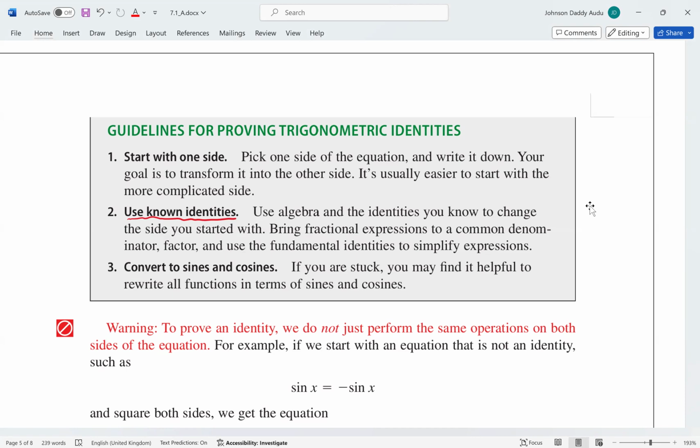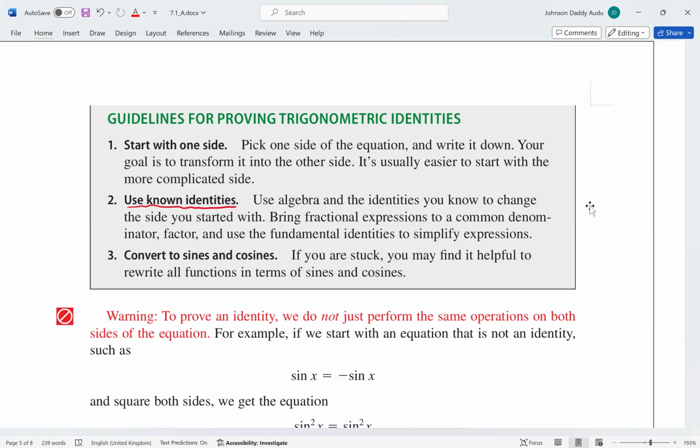It's also advisable to convert to sines and cosines if you can. If you are confused and don't know the identity to use, you can easily convert everything to sine and cosine, and proceed from there.